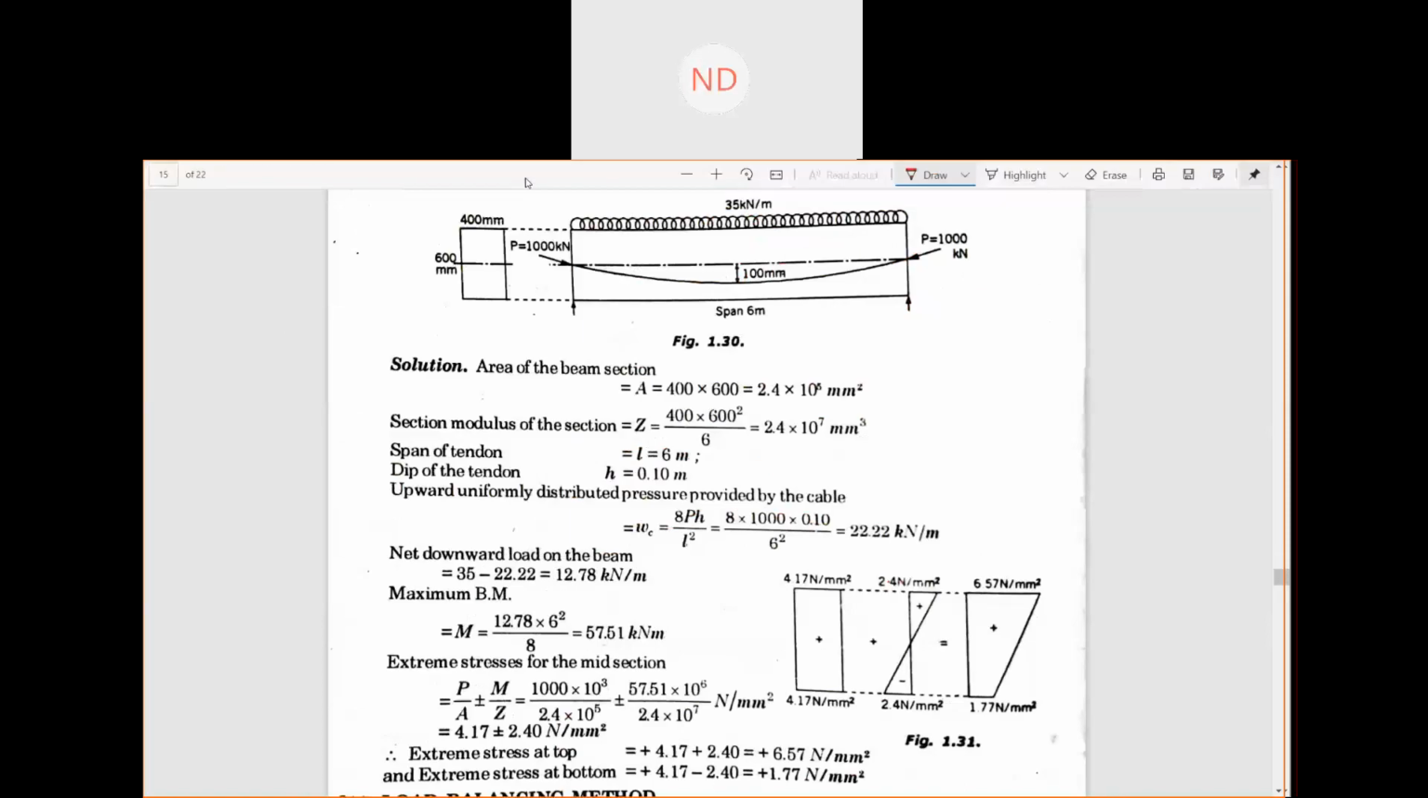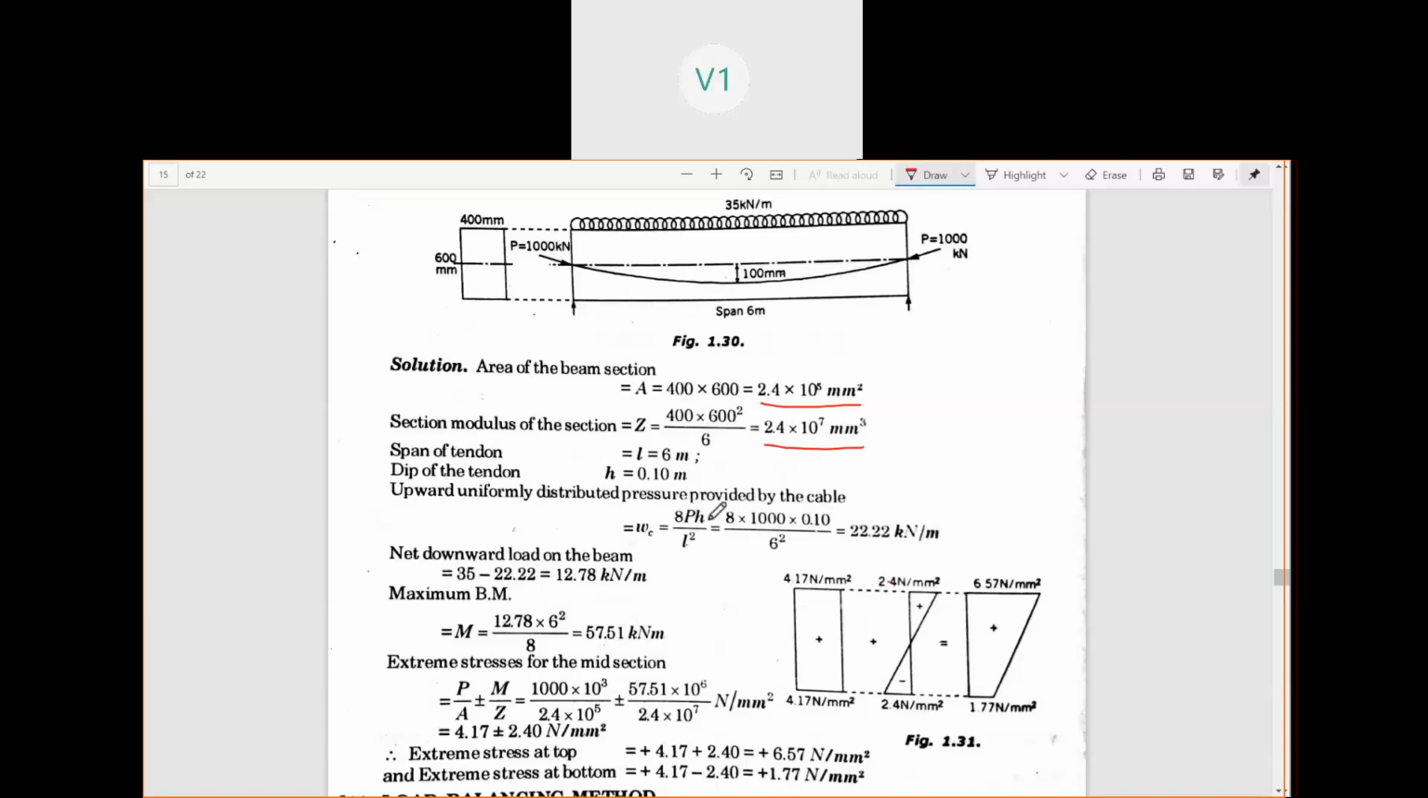We had in the question the area given to us, and we had the section modulus BD squared by 6. So we got our area and our section modulus. We have the span to be 6 meters. Then the dip is given to us as 100 mm. So the upward uniformly distributed pressure provided by the cable will be how much?